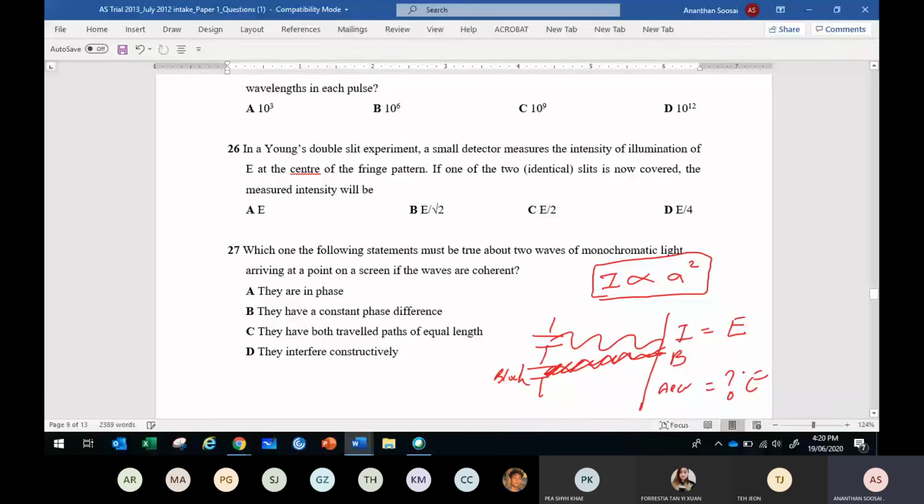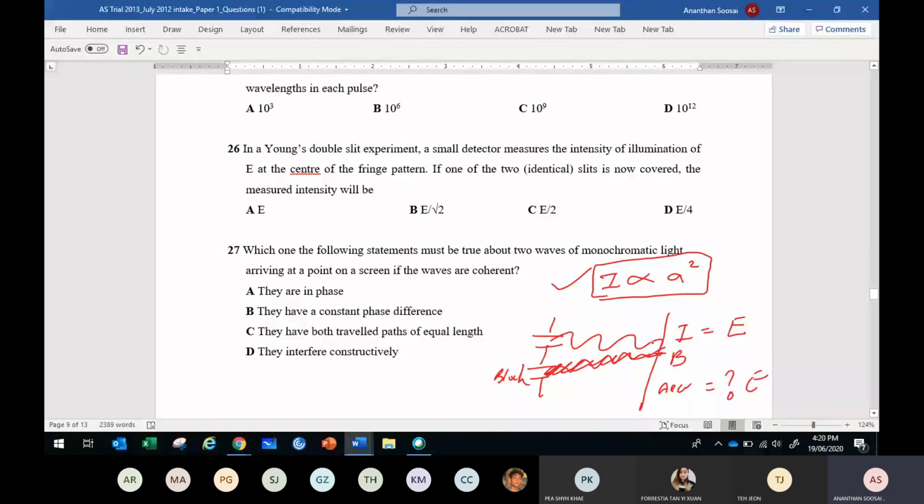Okay, I received different answers. Two of you said D, one of you said C. So D or C? The majority says E0 over 4. Two of you said E0 over 4, one of you said E0 over 2. Use this concept: intensity is proportional to amplitude squared.